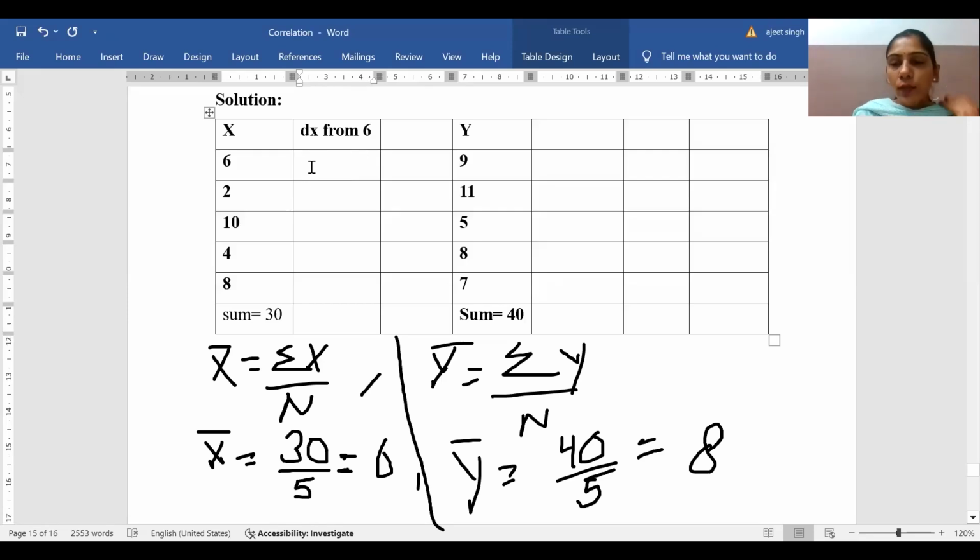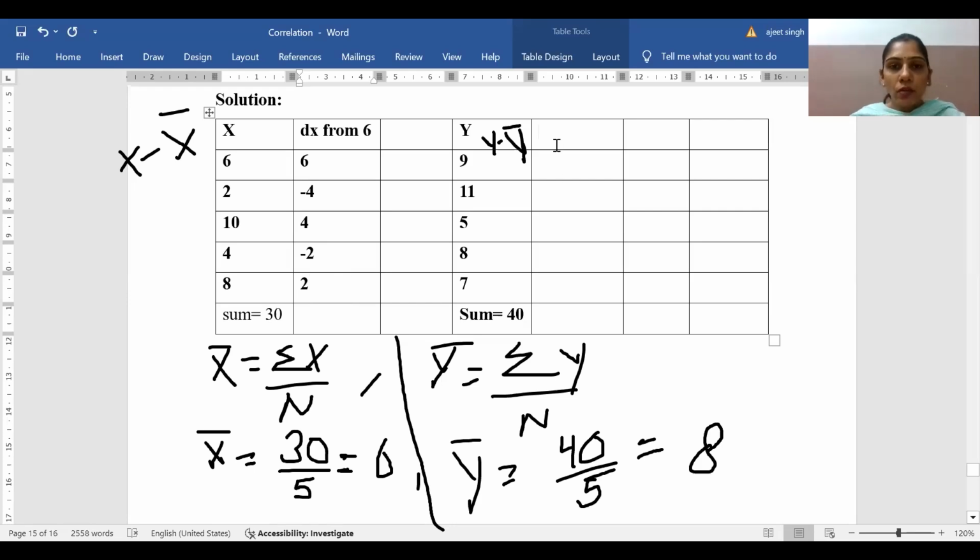So let's calculate dx. The formula is x minus x bar, and here it is y minus y bar. Okay. So x minus 6: 6 minus 6 is 0, 2 minus 6 is minus 4, 10 minus 6 is 4, 4 minus 6 is minus 2, and 8 minus 6 is 2.